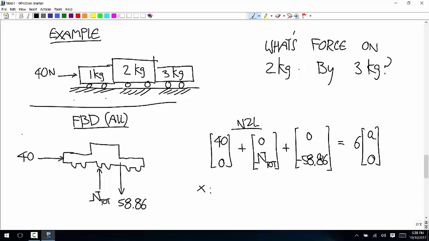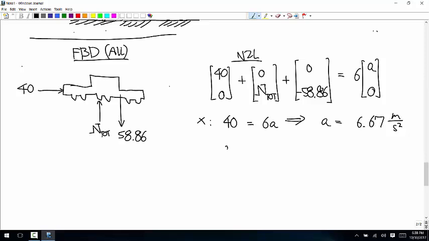And then the x equation says 40 is equal to 6a, so the acceleration, I think, is equal to 66 2/3. Is that right? Oh, my decimal's all wrong. 6.67. And then the acceleration vector, plug that back into the vector from Newton's second law, you get 6.67, 0.